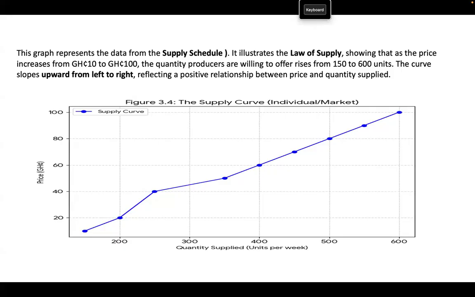Okay. Now, let's call it a day. So I want you to concentrate on the demand and supply topic. Study it well. Then next week, we will combine them to deal with the market equilibrium. Have a good day.